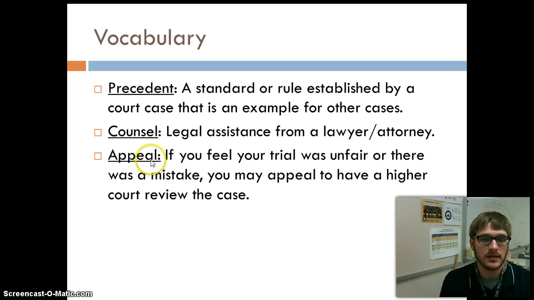Next is an appeal. If you were on trial, you lost the trial and you feel it was unfair or there was a mistake, you can appeal, and what that means is it goes to the next level of courts, and some other judges may take a look at it. They may review the case and find that it was unfair or a mistake was made, and they can overturn the case, meaning they can correct it or reject what the lower court said.